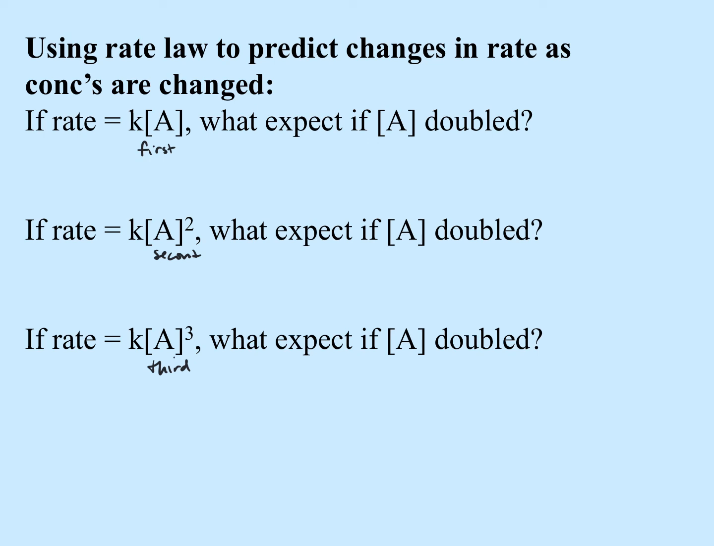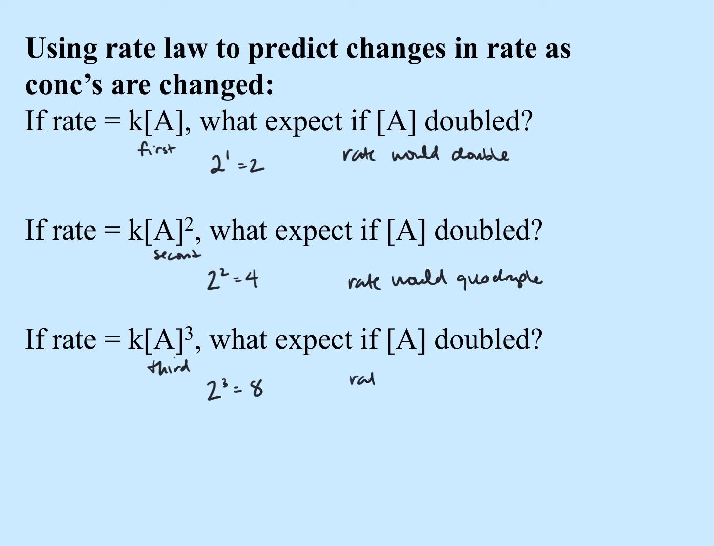So if A doubled, what you can do here is you can go 2 to the first power, which is 2, so you would say the rate would double. If it was second order, 2 to the second equals 4, so the rate would quadruple. Then by the same token, 2 to the third equals 8, not 6. The rate would increase by a factor of 8.